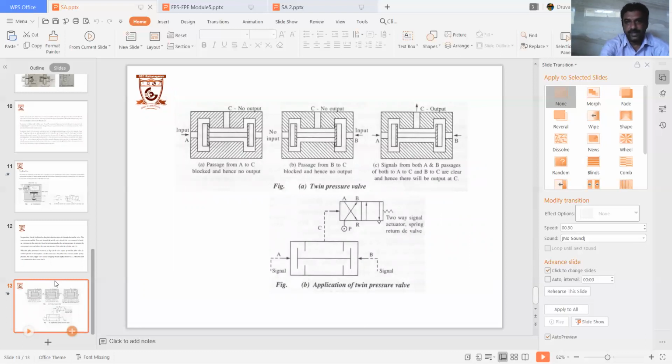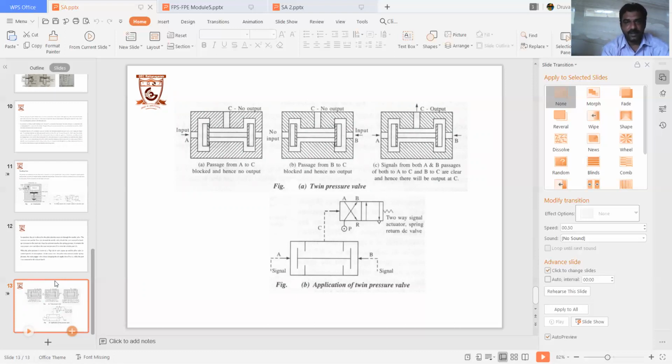The next one is twin pressure valve. This figure shows twin pressure valve. Now there are three figures A, B, and C. The first figure shows the input from A, no signal at B, so the passage from A to C is blocked and hence no output. The second figure shows the signal only at B, and hence no output. The figure C shows signals from both A and B, so A to C and B to C are clear and hence there will be output at C.